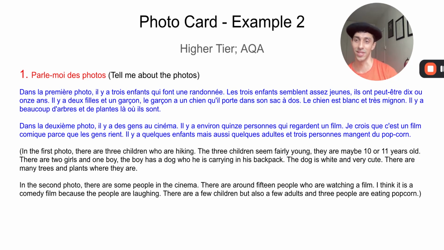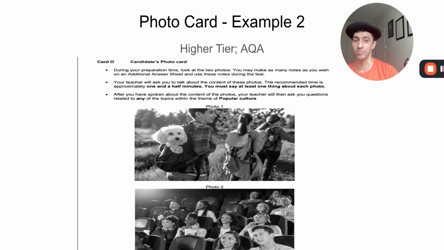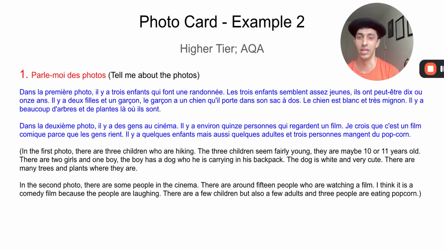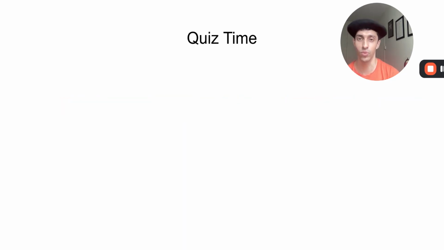For example, I've said that I believe that the film that the people in the second photo are watching is likely to be a comedy because they seem to be laughing. That's not necessarily correct or not necessarily true, but it's absolutely fine to launch conjectures and to suggest extra details like that. So those are the things, regardless of the exam board, that I would touch on when describing the photo or photos.